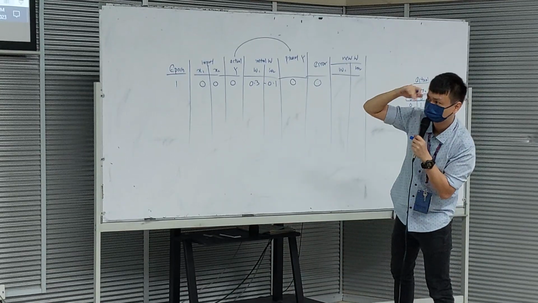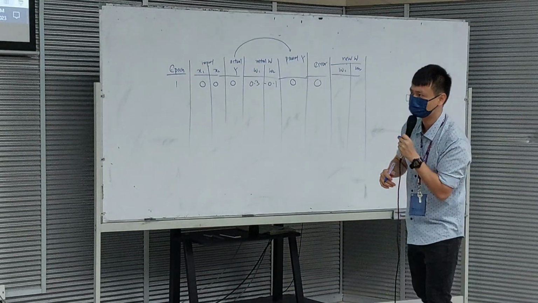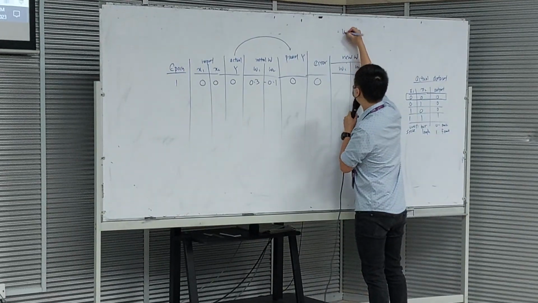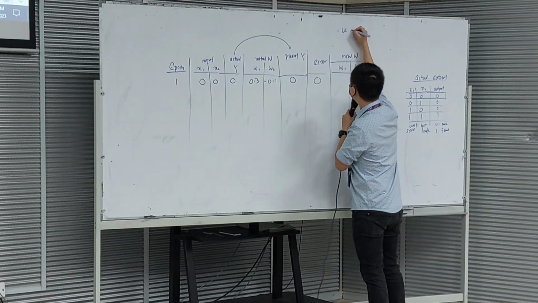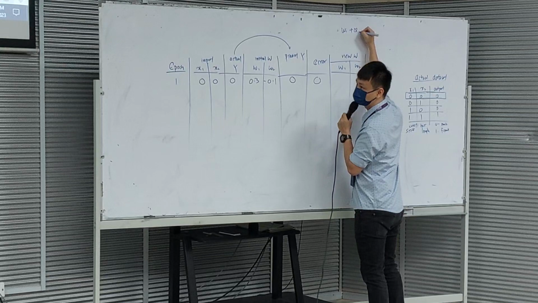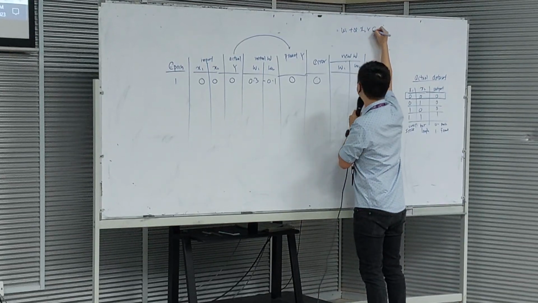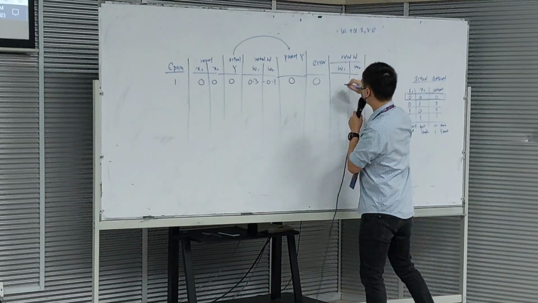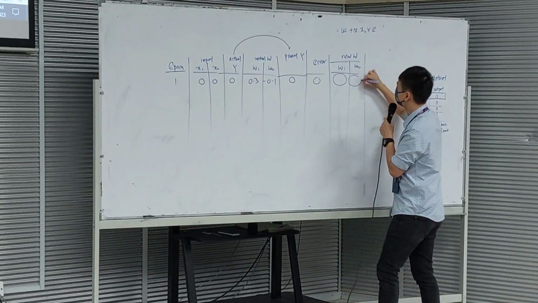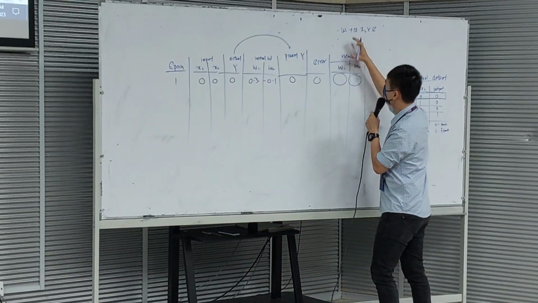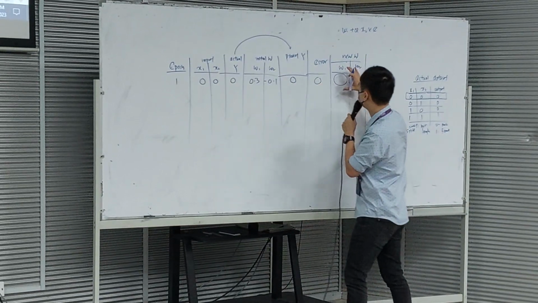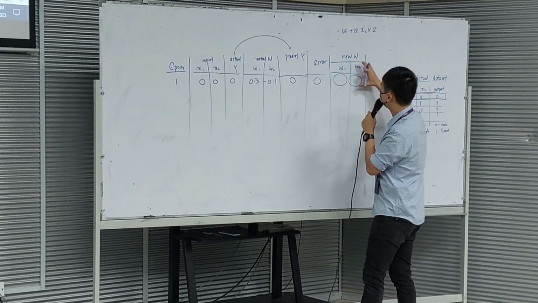W1 plus alpha multiply x1 multiply the error. Okay, so we will update these two values. We go through and calculate the weights one by one, W1 first and then W2.